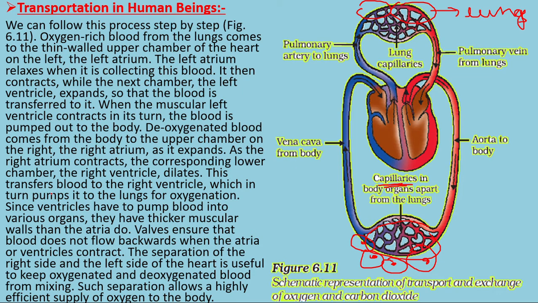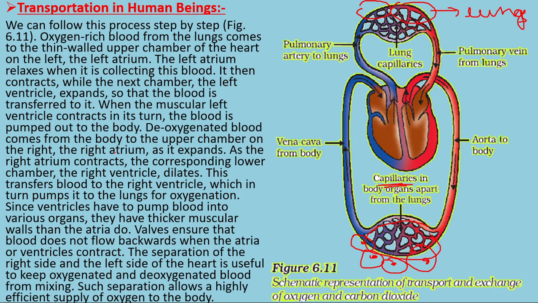So now let's study the definitions and the points. We follow this process step by step. Oxygen-rich blood from the lungs comes to the thin-walled upper chamber of the heart on the left, the left atrium. The left atrium relaxes while collecting the blood. It then contracts while the next chamber, the left ventricle, expands so that the blood is transferred to it. When the muscular left ventricle contracts in its turn, the blood is pumped out to the body.